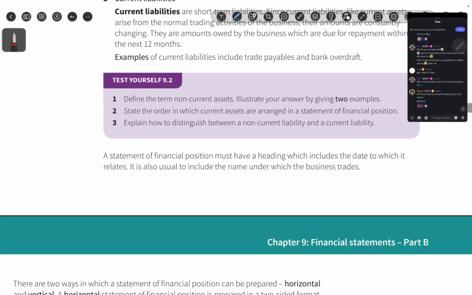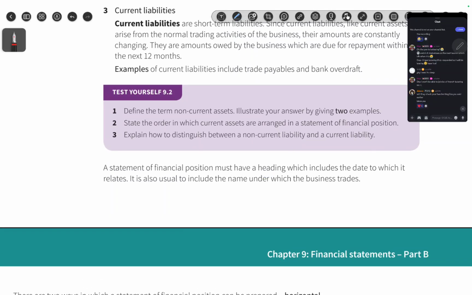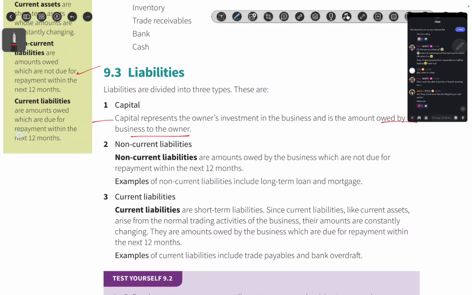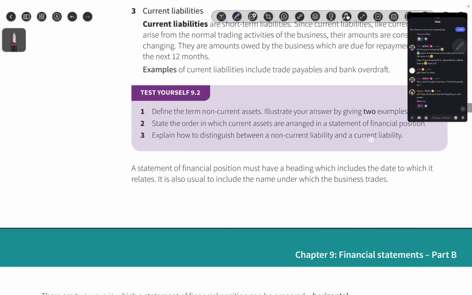Explain how to distinguish between a non-current liability and a current liability. A non-current liability is to be repaid after 12 months, and a current liability is to be repaid within 12 months. The repayment is due within the next 12 months.